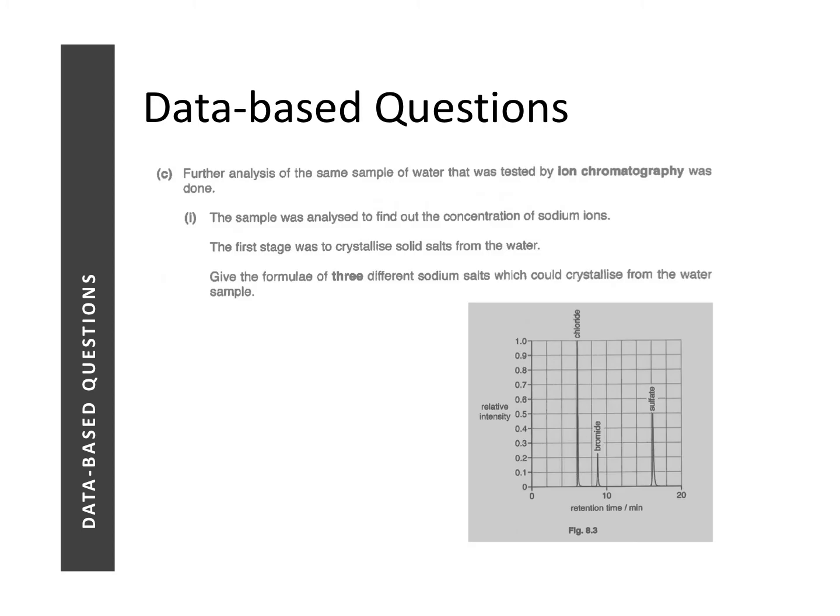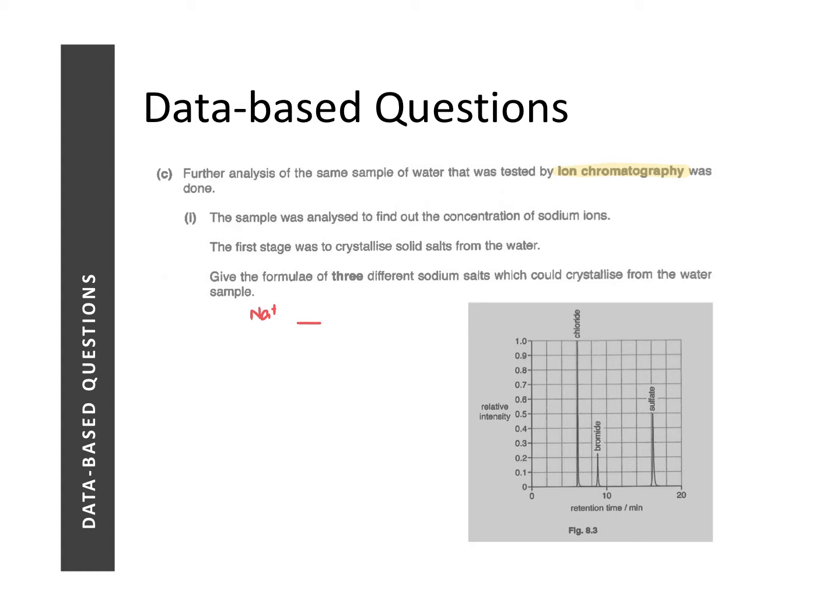For part C, from the question, it is obvious that we need to refer to the part on ion chromatography in order to solve this part. So the question is talking about wanting to find the concentration of sodium ions, and then you need to crystallize sodium salts from the mixture. In order to know what sodium salts can crystallize from water, now sodium is a cation, so it needs to combine with an anion to form a salt.